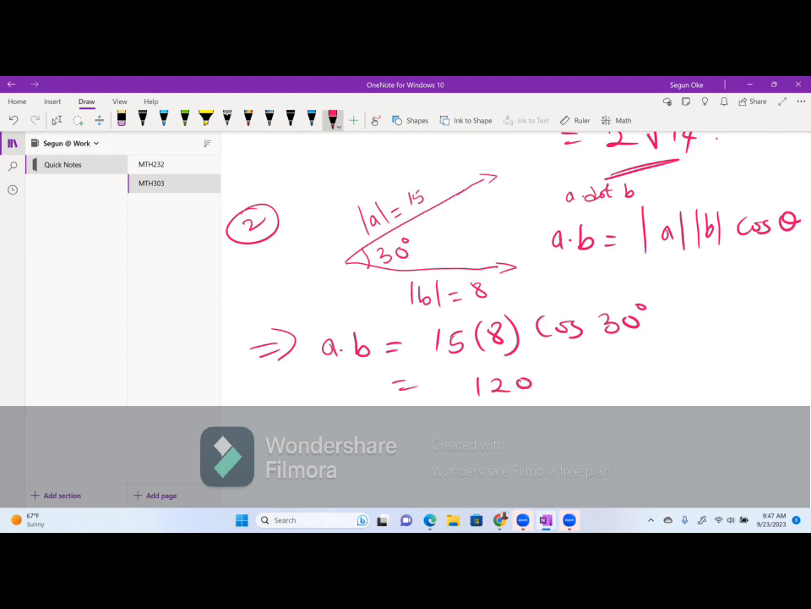Remember cos 30, when you take it to square root format, is root 3 over 2. Do you still remember? Please go and check it. If you punch a calculator, you have the same thing. So 120 times root 3 over 2 will be 60. So A dot B will be equal to 60 multiplied by root 3. At the end of the day, A dot B will lead us to 103.92.